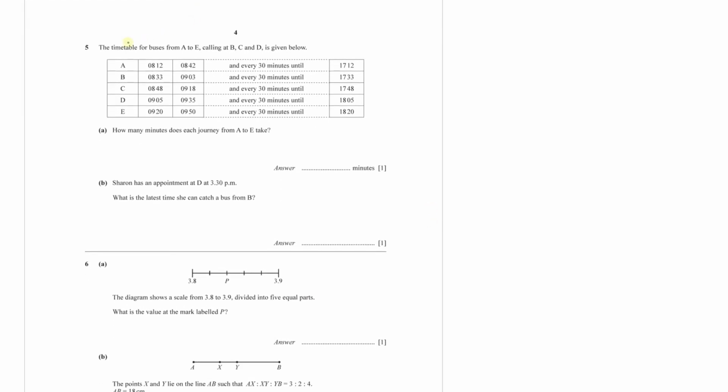Question number 5: the timetables for buses from A to E calling at B, C, D is given below. You have a bus leaving at A, then it leaves B at 8:33, goes through C at 8:48, and then D at 9:05, and arrives at E at 9:20. It leaves every 30 minutes until this time. How many minutes does each journey from A to E take? So how long is this journey?